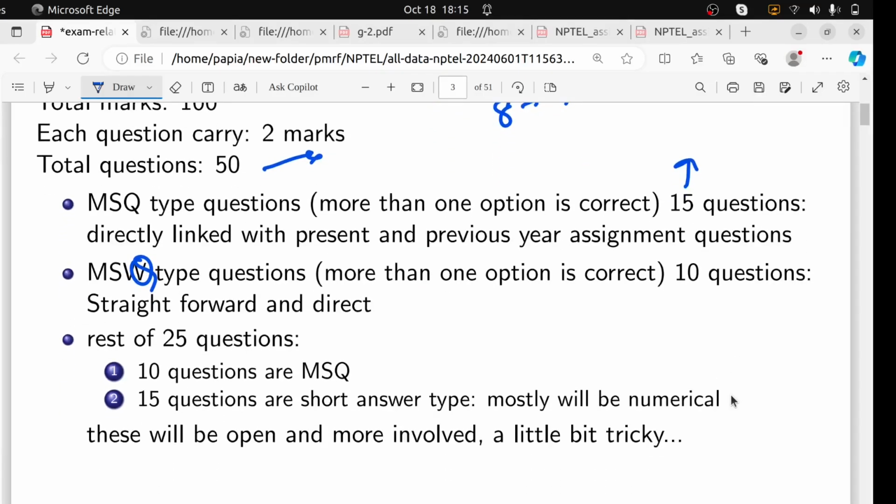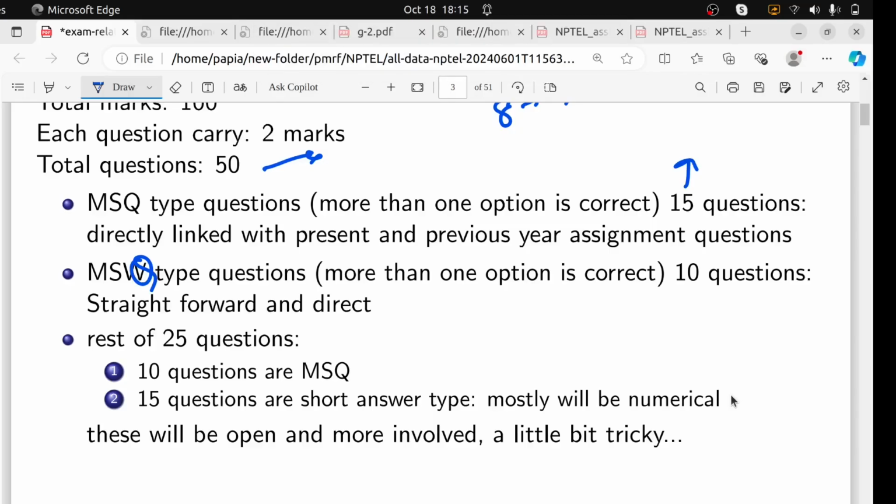Now coming to the rest of the 25 questions. We have 15 questions, then 10 questions, so 25 questions are already done. The rest of the 25 questions we need to take care of. They will be a little bit open and more involved on the topic, and can be a little bit tricky. Among these 25 questions, there are 10 MSQ questions, where more than one option is correct, and the rest of the 15 questions are short answer type questions, which will mostly be numerical.